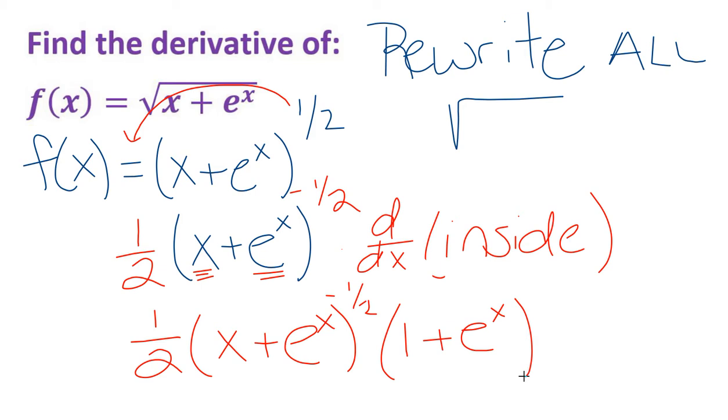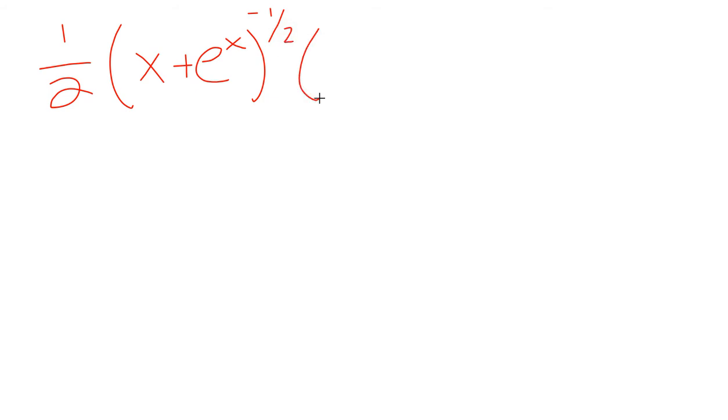Okay, so let's clean this up on the next page. I'm going to rewrite it on a clean page. So we had 1/2 times x plus e to the x, all raised to the negative 1/2 power, all multiplied by 1 plus e to the x, the derivative of the inside. Okay, so we know negative exponents simply come down into the denominator. We don't have a fraction, but we have 1/2, so we can rewrite this as a numerator over a denominator.